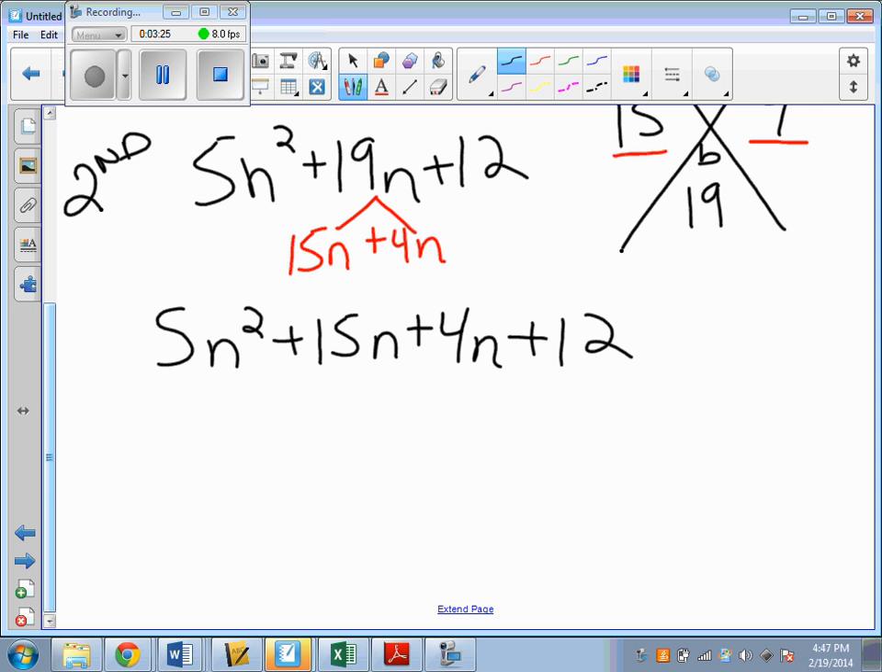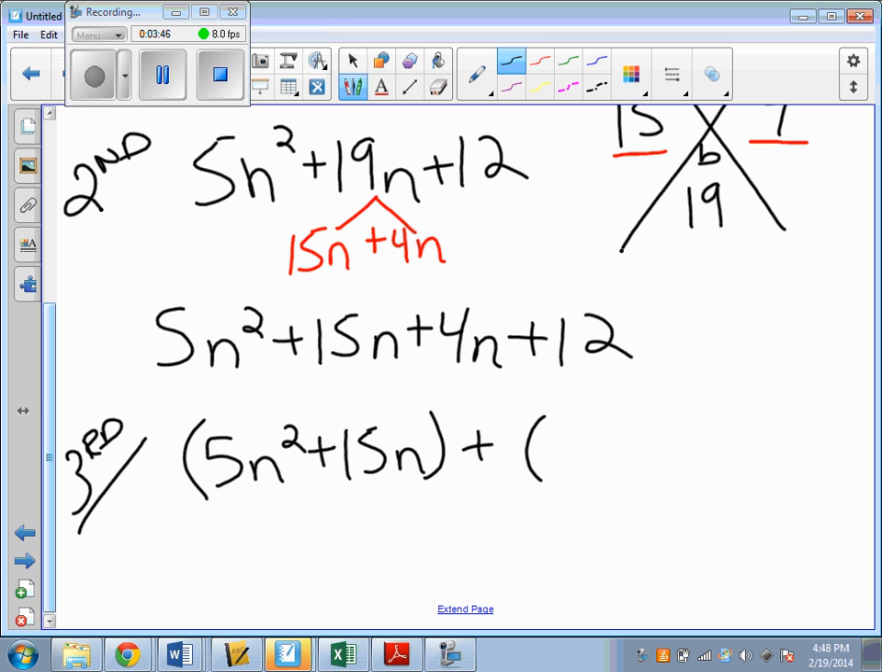So our third step is to solve this by using factoring by grouping. I'm going to group these into 2 pairs. I'm going to group my multiples of 5 together, so I have 5n squared plus 15n. And then I'm going to group my multiples of 4 together, so 4n plus 12.